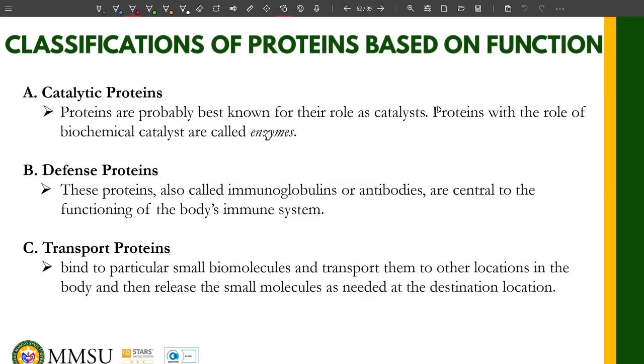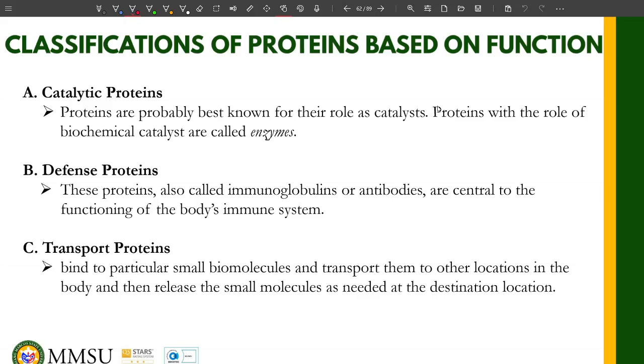So these proteins are central to the functioning of the body's immune system. And the immune system, it is the system in our body that is responsible in fighting antigens or yung mga foreign molecules or materials na pumapasok sa katawan natin. They are also called immunoglobulins or your antibodies. I have a separate discussion for this one dun sa last na video, particularly sa glycoproteins, yung mga immunoglobulins, or also known as your antibodies. Basta defense proteins, antibodies sila.